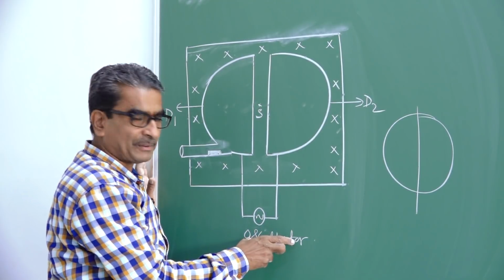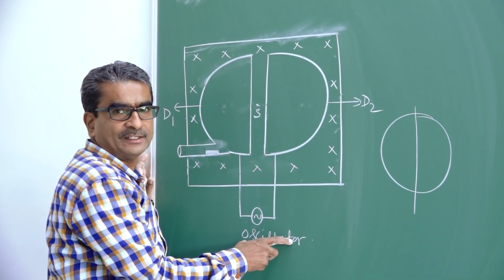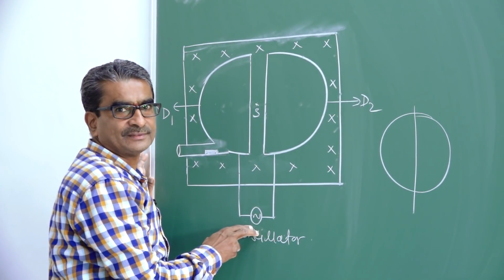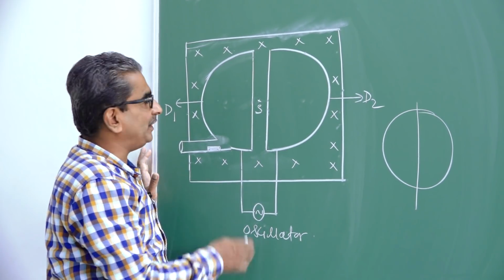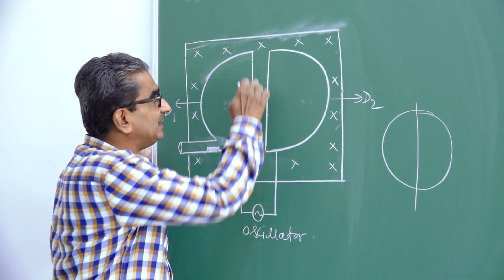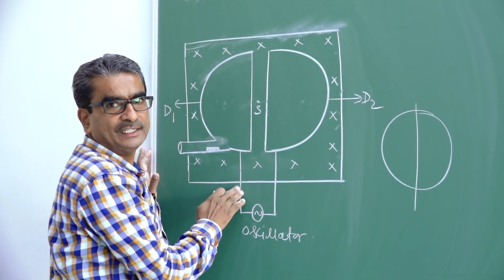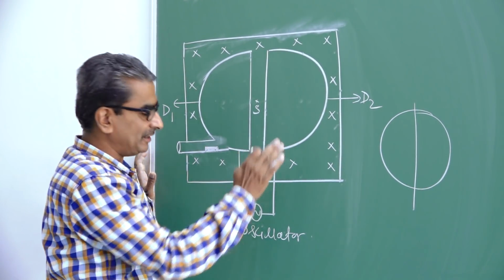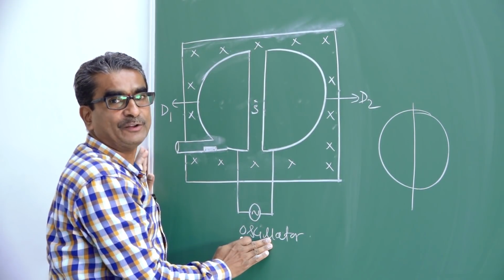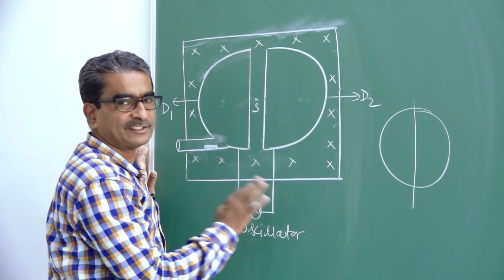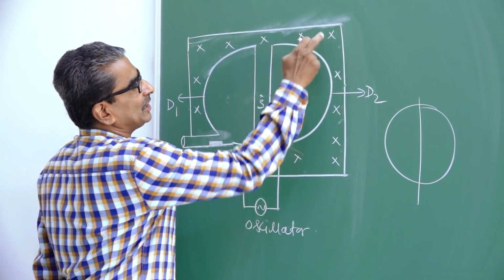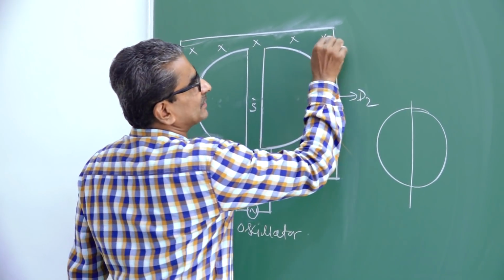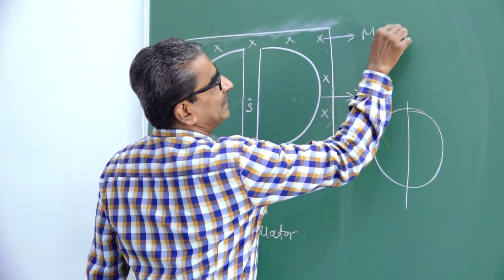What is the purpose of using this oscillator? The oscillator is going to produce the electric field between the two discs in this gap. In order to produce the electric field, the oscillator is used. A high frequency AC source known as oscillator is used. Then what about these cross marks? These cross marks represent the magnetic field.